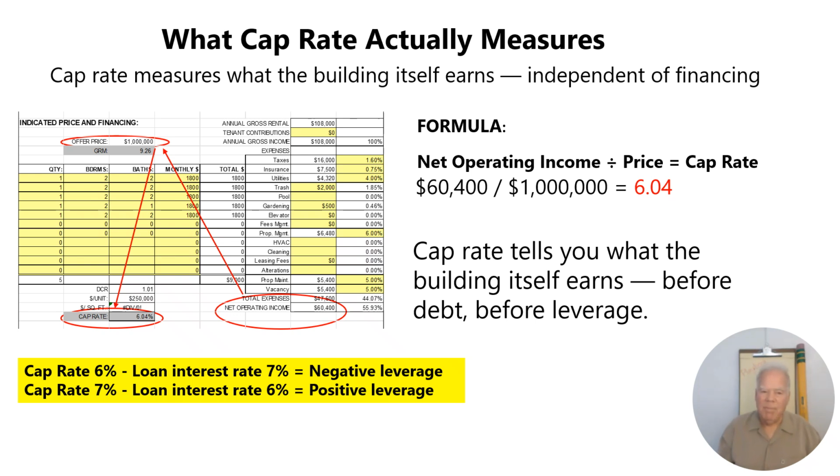Now here's why that matters. If the cap rate is lower than the loan rate, the leverage is negative. But if the cap rate is higher than the loan rate, leverage becomes positive, and the income supports the debt. And that's why the cap rate comes before the financing.